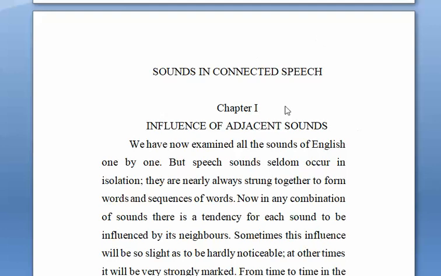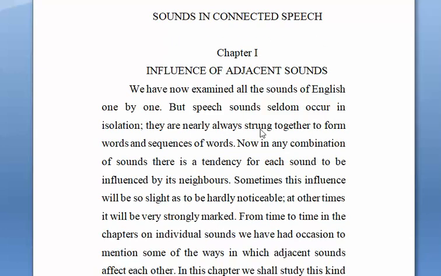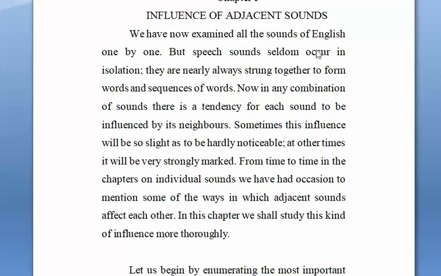Influence of adjacent sounds. We have now examined all the sounds of English one by one. Of course, in first year and second year you have studied vowels, consonants, diphthongs, all English sounds. But speech sounds seldom occur in isolation. They are nearly always strung together to form words and sequences of words.